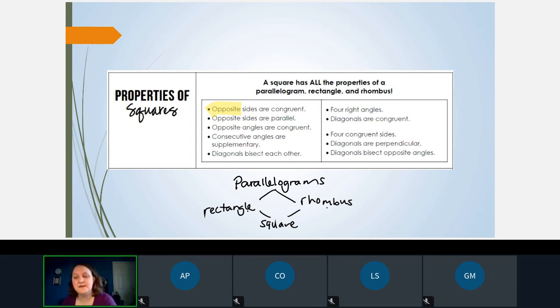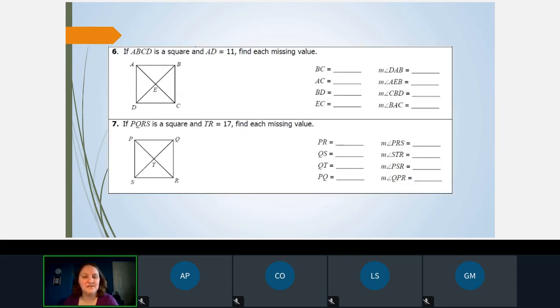All right, I think we have time to do one example for a square. Let's look at the squares. Let's find one. I like number 6. We'll do that one. And number 6, it says that ABCD is a square. AD is 11. So I'm going to go ahead and mark 11.